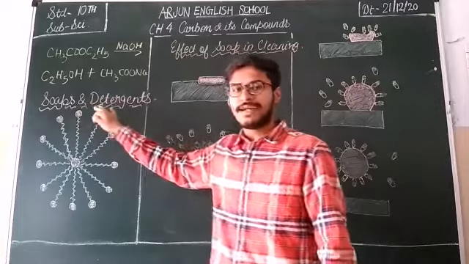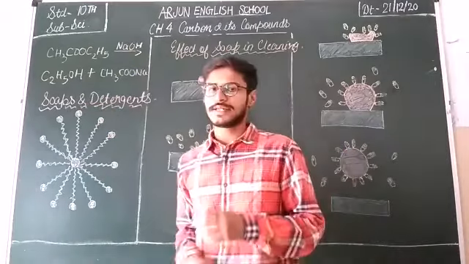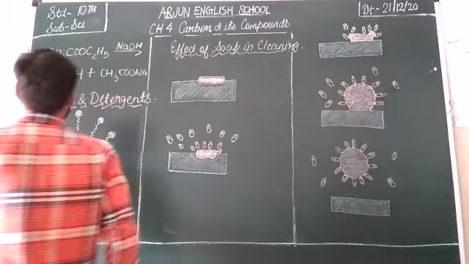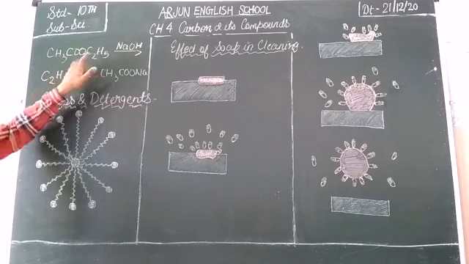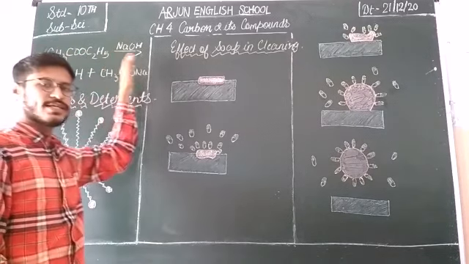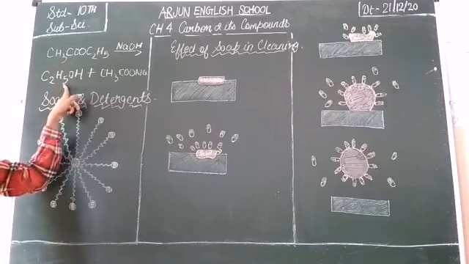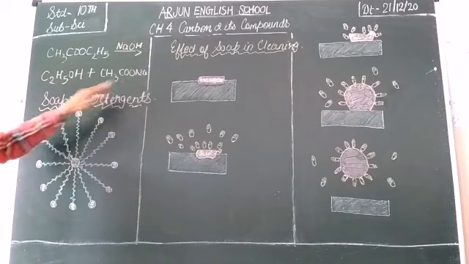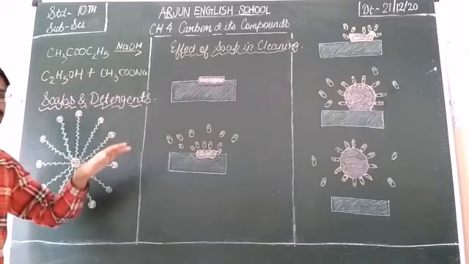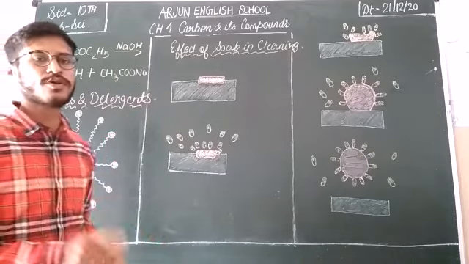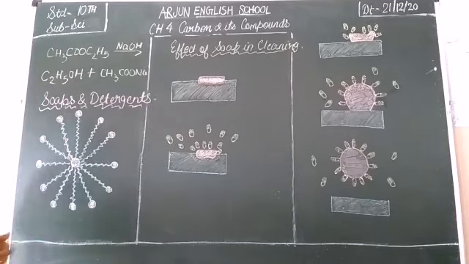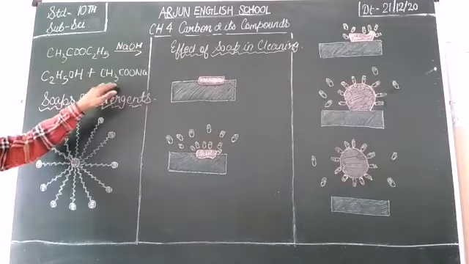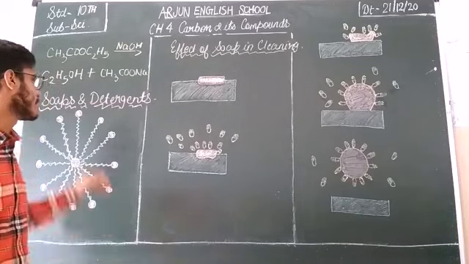Now we see soaps and detergents. Earlier I explained how soaps are formed. I told you this reaction: CH3COOC2H5, it is an ester, and when it reacts with NaOH, sodium hydroxide, we get C2H5OH, ethanol, plus sodium acetate. So this is the formation of soap. This reaction is known as saponification. Soaps are nothing but sodium and potassium salts of long chain carboxylic acids.